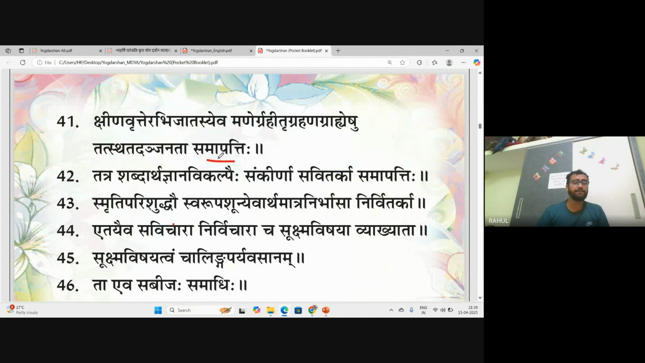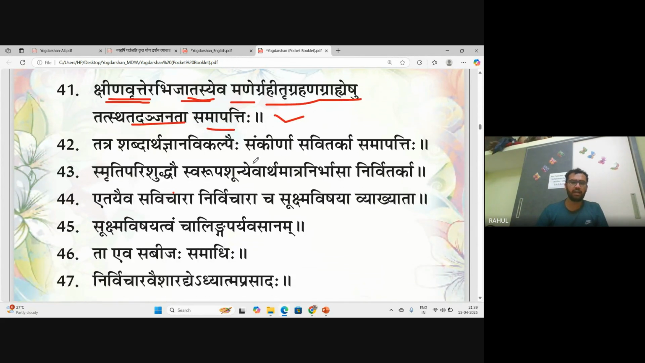Sutra number 41 is telling about Samapatti. When most of the vrittis reduce, the vritti effect reduces and the chitta becomes pure like a crystal, then one by one, the yogi focuses on the grahya elements and does samadhi, attaching his chitta with those elements.